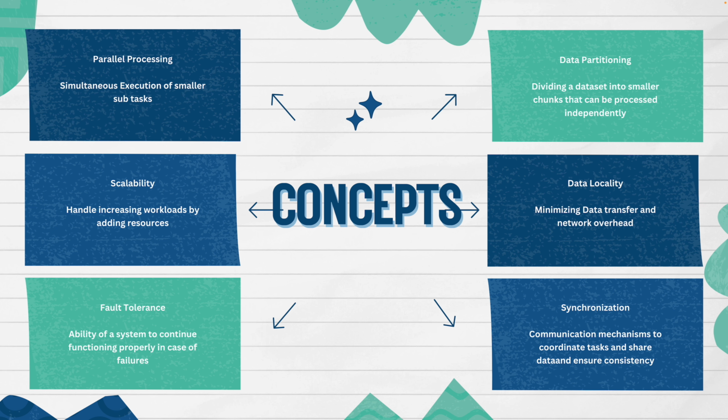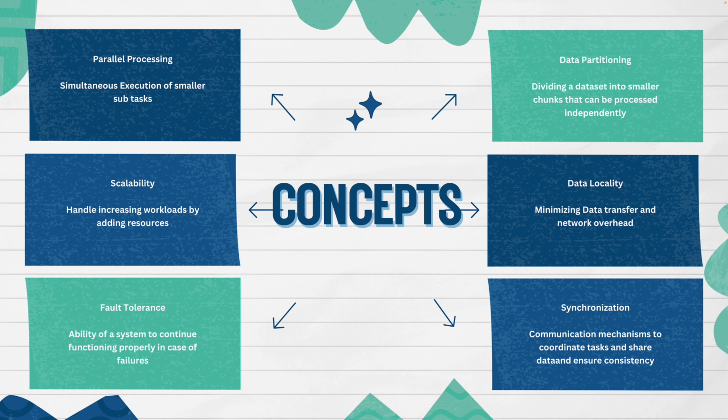Now comes data partitioning. Because we are distributing the data, we need to divide data into smaller chunks so that they can be processed independently and parallelly. So data partitioning is nothing but dividing a data set into smaller partitions or chunks. Distributed computing uses data partitioning so that it can distribute data across nodes in a cluster, which ultimately leads to the first concept, parallel processing.